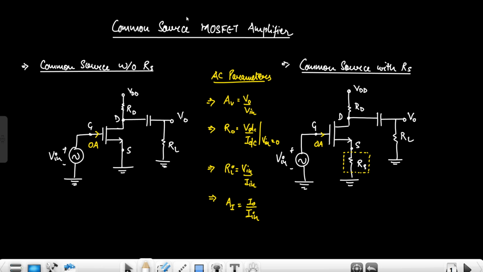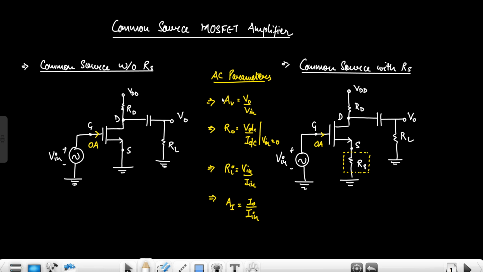Hello everyone. In this video I am discussing the AC parameters of the common source MOSFET amplifier. Common source means the source is grounded, input is applied at the gate terminal and output is taken from the drain terminal. This is the common source without RS, where the source resistance is absent, and this is the common source with RS, where the source resistance is present.